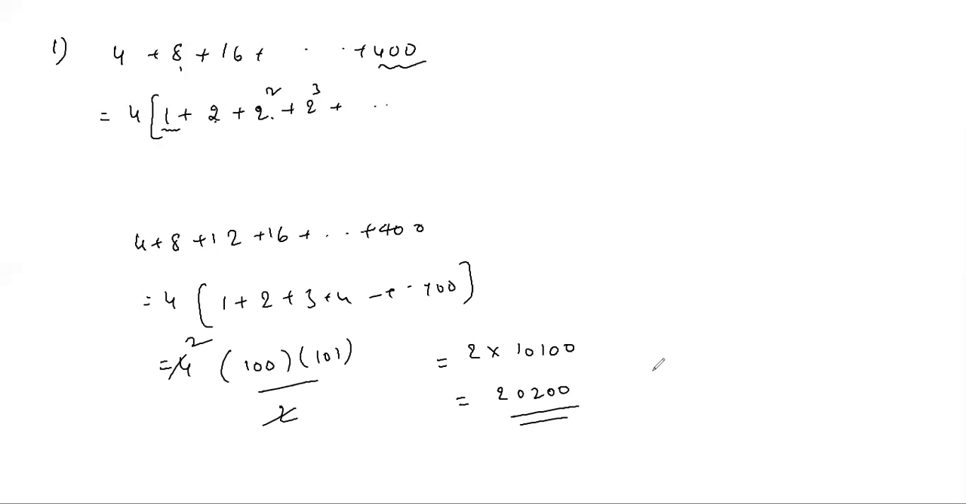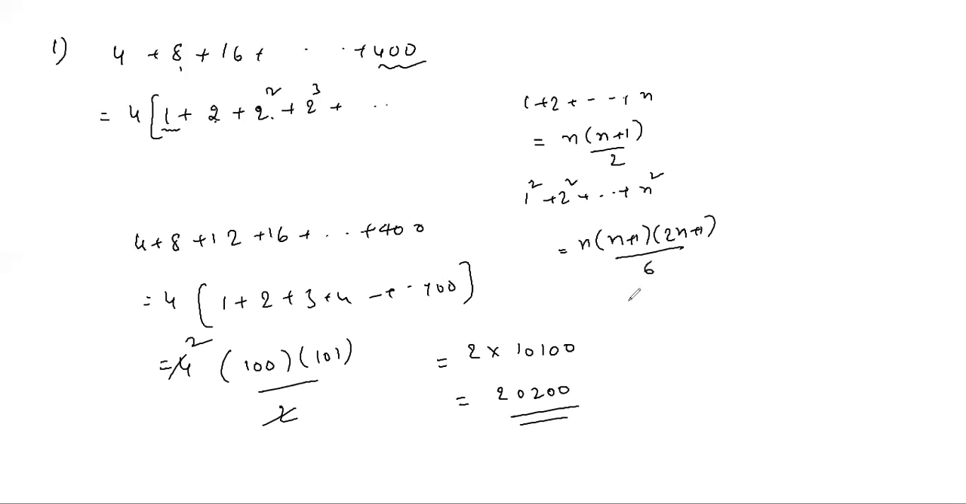Can you just tell what formula you used? Can you write down the formula on the side? Sum of first n natural numbers, always you will get these three. Sum of first n natural numbers is n into n plus 1 by 2. Sum of their squares is n into n plus 1 into 2n plus 1 by 6. Cubes: 1 cube plus 2 cube plus so on plus n cube is equal to the first one whole square, or n square into n plus 1 whole square by 4.